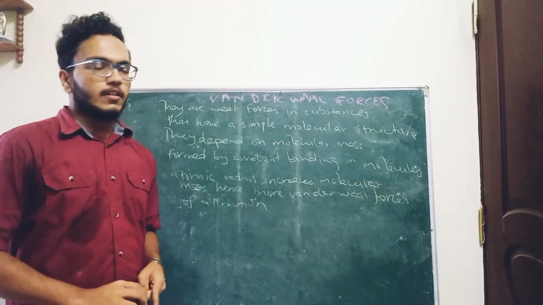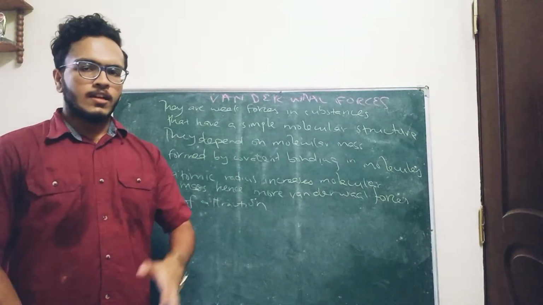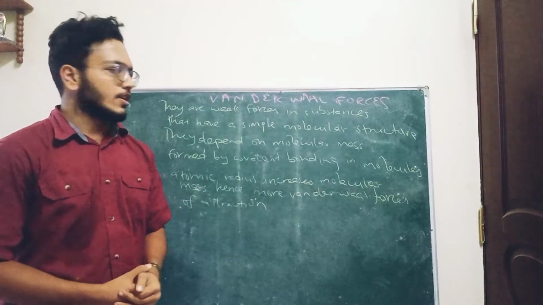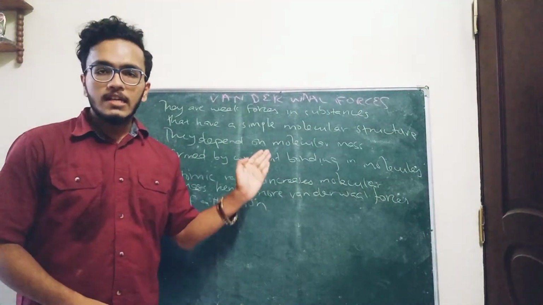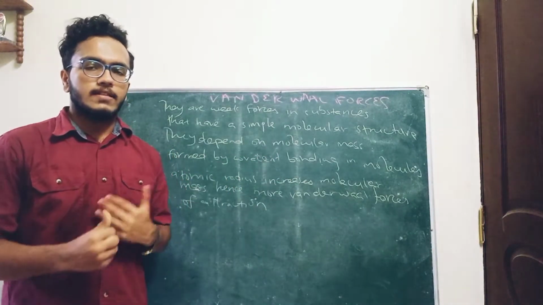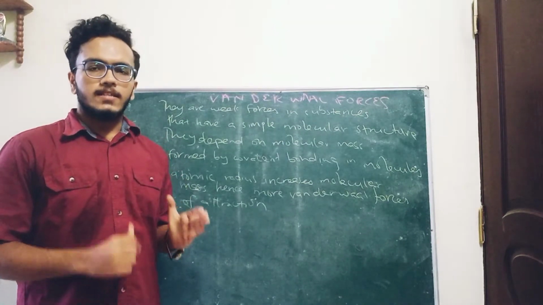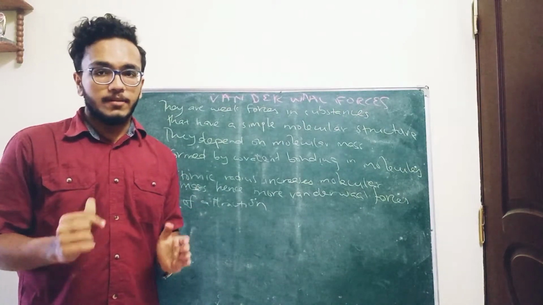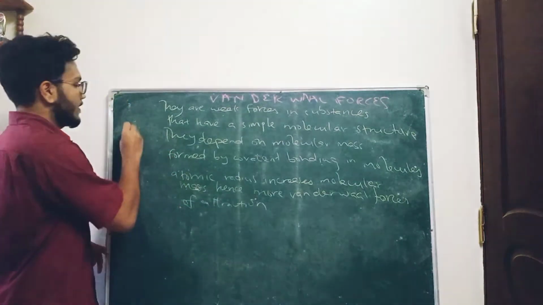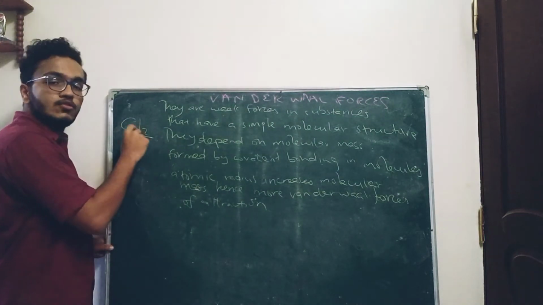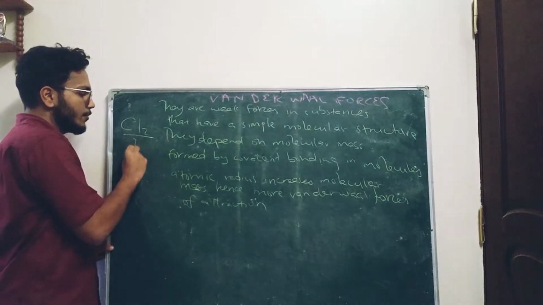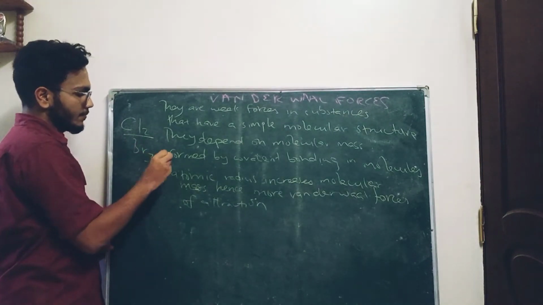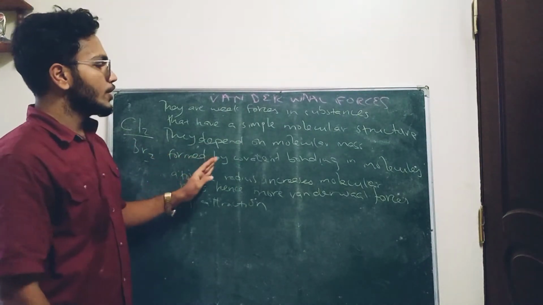After the hydrogen bond, we have van der Waals forces of attraction. What are these van der Waals forces of attraction? They are weak forces in substances that have a simple molecular structure. Which substances have a simple molecular structure? Substances which have covalent bonds, such as chlorine. Chlorine is covalently bonded, but it has weak van der Waals forces of attraction. Same with bromine. We are told they depend on molecular mass.